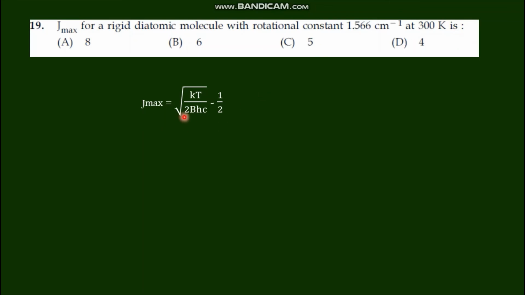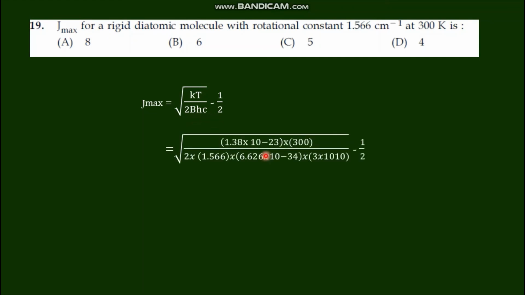Here J max has an equation, root of kT by 2BhC minus 1 by 2. k is the Boltzmann constant, T is the temperature, B is the rotational constant, h is the Planck constant, c is the velocity of light. Just put all the values. This is 10 raised to minus 23, this is 10 raised to minus 34. While solving this, you will get an answer of 8.1. So option A is the correct answer.